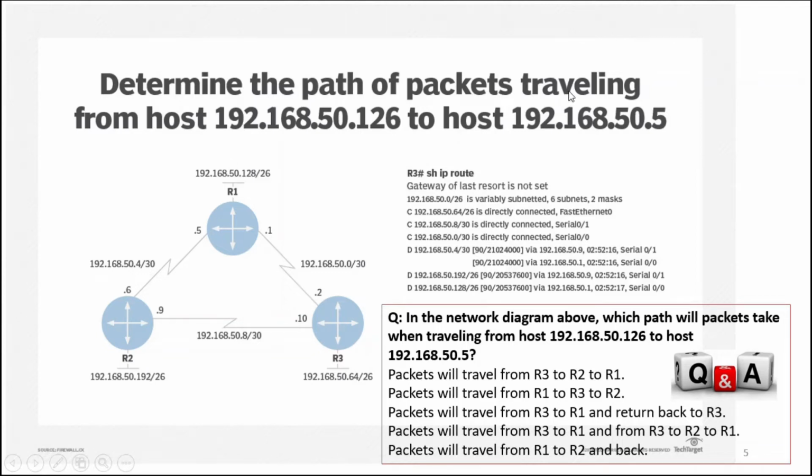Traveling from host 192.168.50.126 to host 192.168.55. Here we have a topology of three routers, R1, R2, and R3. And it is clear: /26, /30, /26, /26, and here we have the prefixes or CIDR for each network.